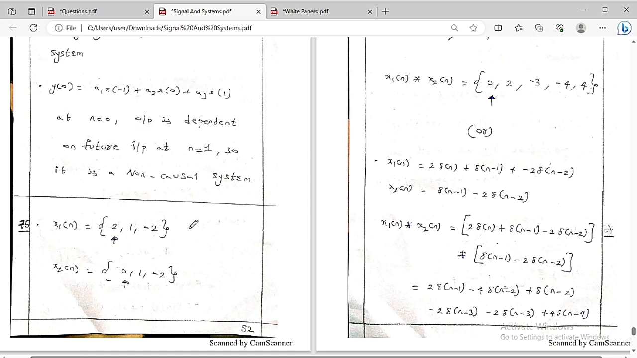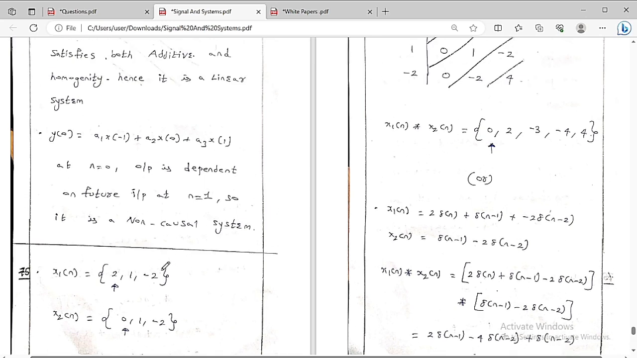So right side means at n is equal to 1, 2, 3, and left side means at n is equal to minus 2, and so on. So the arrow indicates that this is the value at n is equal to 0. So x1 of n we are going to get 2, 1, minus 2, and x2 of n is nothing but 0, 1, minus 2.